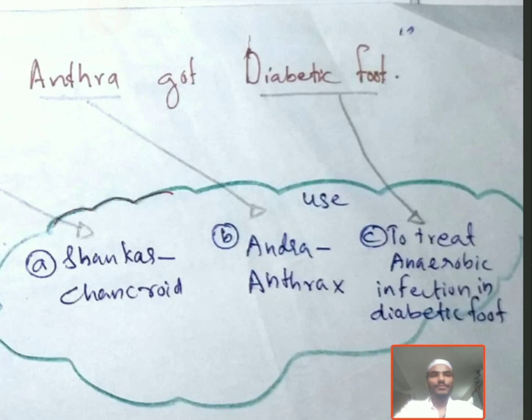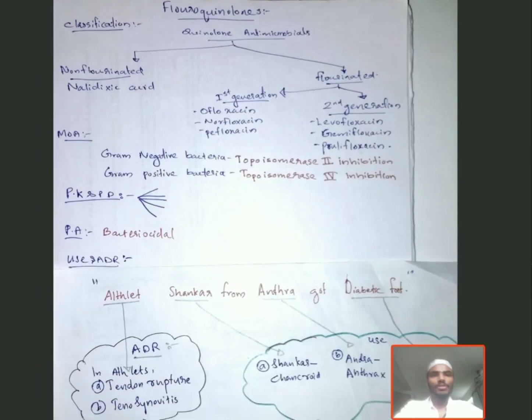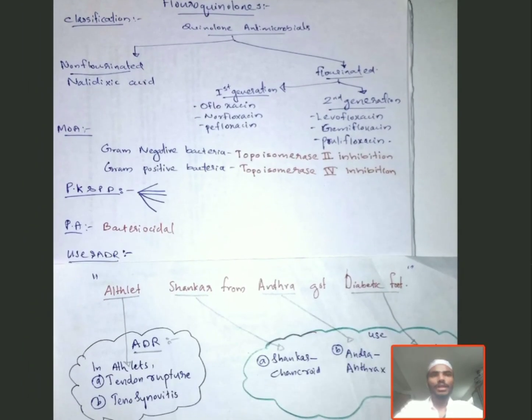Then diabetic foot: to treat anaerobic infections in diabetic foot. In diabetic foot there will be reduced blood supply due to microangiopathy produced by diabetes, so anaerobic infection is common. To treat them also we use the fluoroquinolone group of antimicrobials. So that is the end of the discussion.